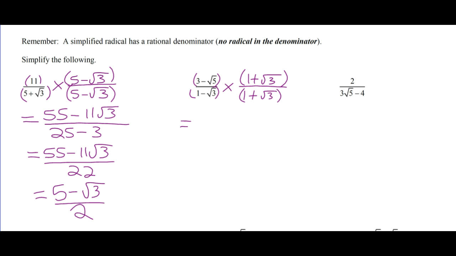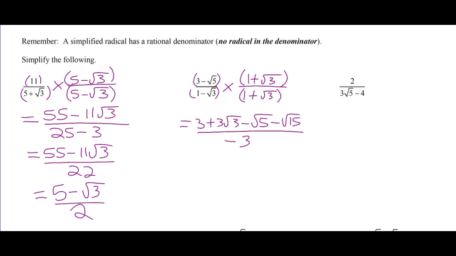Okay, so up top we've got 3 plus 3 root 3 minus root 5 minus root 15. Now this is a case where there are 4 terms, and they don't collect. There are no like terms, because I don't have a root 5 and a root 5. I just have a root 5 and a root 3. So we get 4 distinct terms. All right, and what do we do on the bottom?